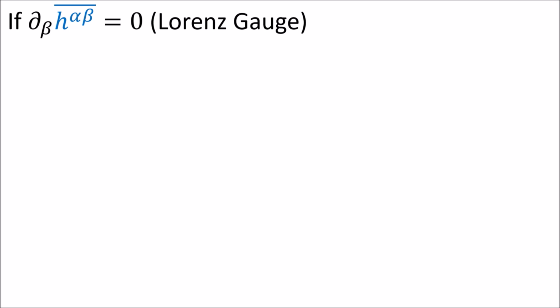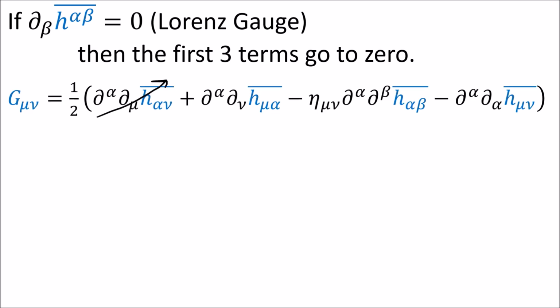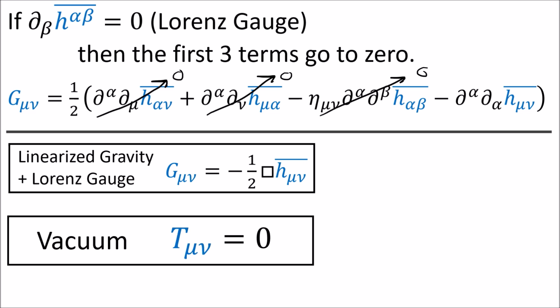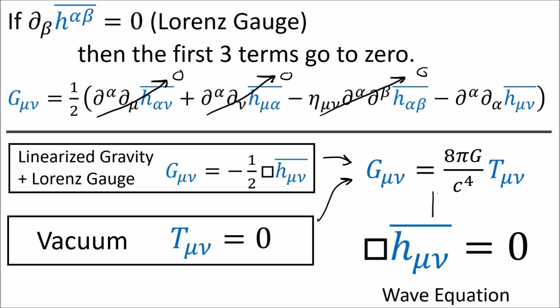In the last video, we discussed a special class of coordinate systems called the Lorenz gauge, where the Einstein tensor in linearized gravity reduces to a single term involving the D'Alembertian of the metric perturbation h bar. Taking the case of a vacuum, where the energy-momentum tensor is zero, the Einstein field equations reduce to a wave equation for the metric perturbation, which describes gravitational waves.